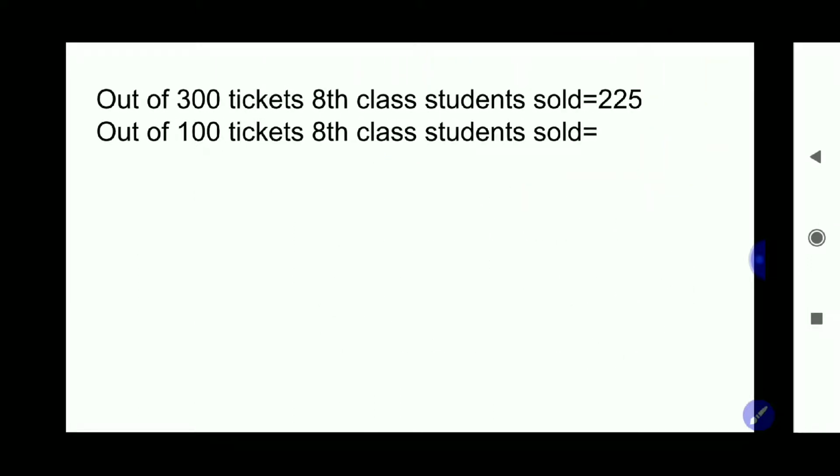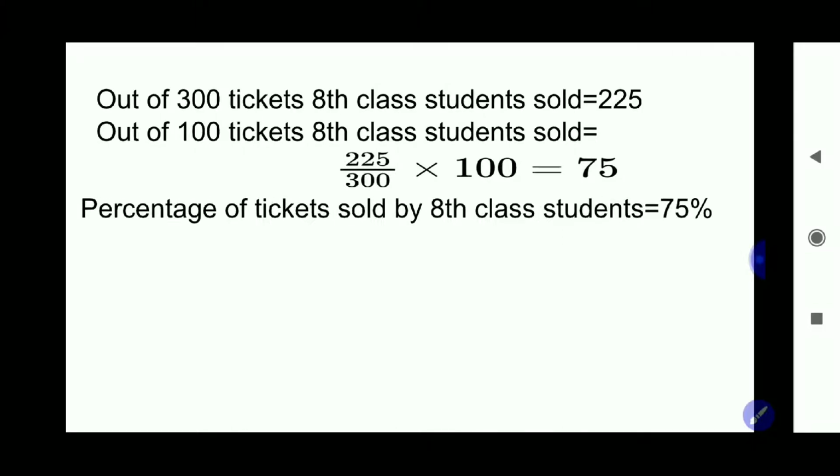Out of 300 tickets, 8th class students sold 225. Let us use the unitary method to find it for 100 tickets. Out of 100 tickets, 8th class students sold, let us find through the unitary method, that is 225 by 300 into 100, that is 75. Hence, the percentage of tickets sold by 8th class students is equal to 75 percent.